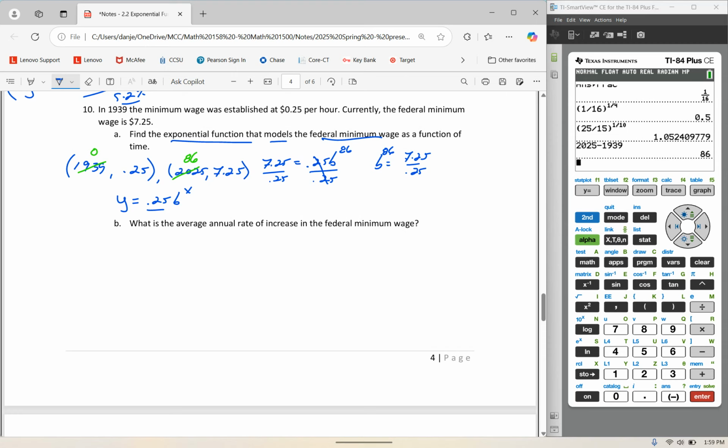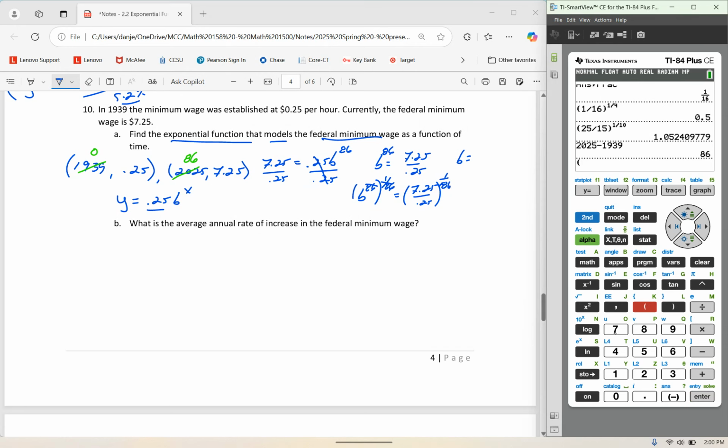To solve for b, I need to find the 86th root of both sides. I need to raise both sides to the 1 over 86th power so that those cancel, and I just get b. So back to the calculator. 7.25 divided by 0.25. We're going to raise that to the 1/86th power.